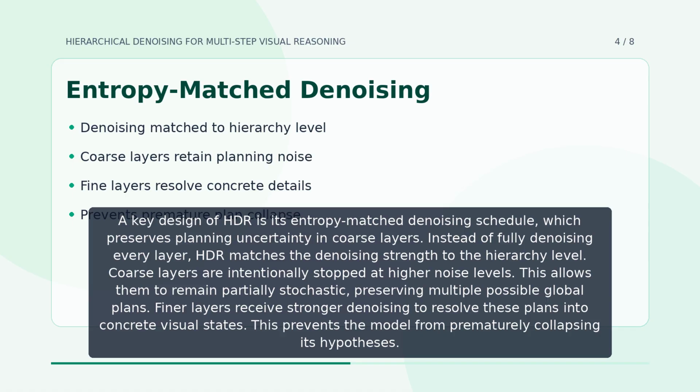A key design of HDR is its entropy-matched denoising schedule, which preserves planning uncertainty in coarse layers. Instead of fully denoising every layer, HDR matches the denoising strength to the hierarchy level. Coarse layers are intentionally stopped at higher noise levels. This allows them to remain partially stochastic, preserving multiple possible global plans. Finer layers receive stronger denoising to resolve these plans into concrete visual states. This prevents the model from prematurely collapsing its hypotheses.